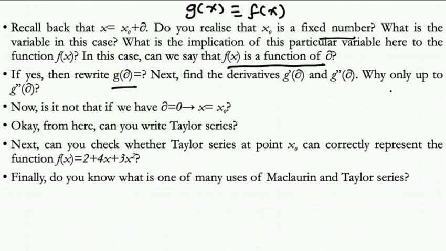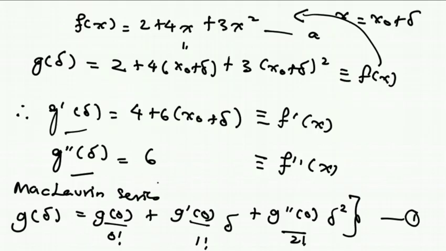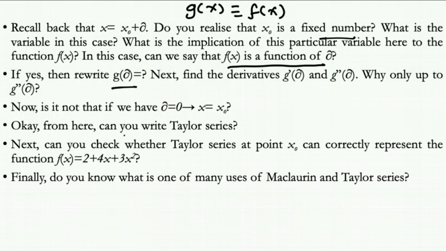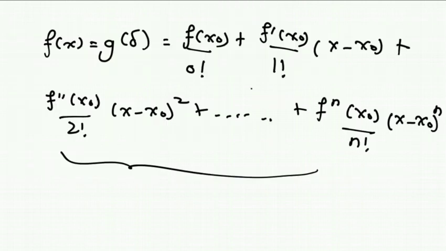Now, why is it only up to g double prime (delta)? Because in the question given specifically to us, we cannot differentiate it further, because g double prime (delta) is 6, you don't see x anymore. This time we don't have delta equivalent to 0 and we don't have x equivalent to x naught. Why? Because x naught is no longer 0. So from here, we can write the Taylor series. The Taylor series that we have written looks like this in general form.